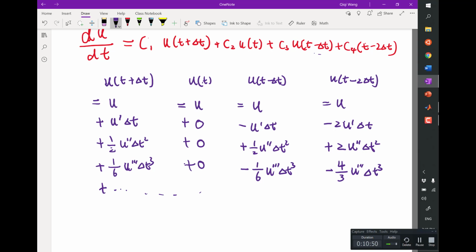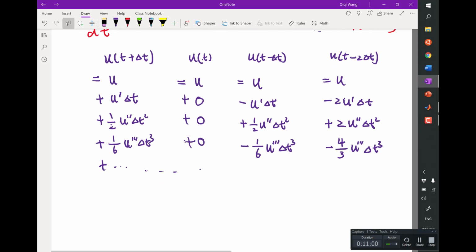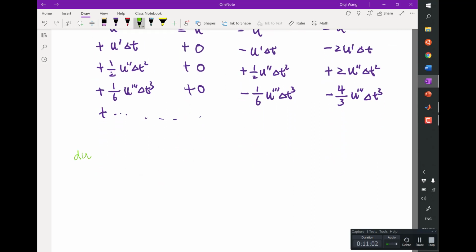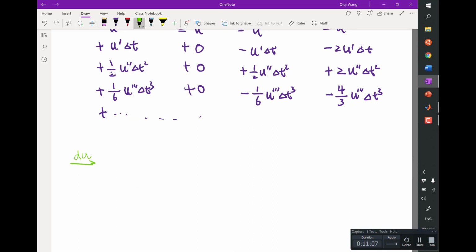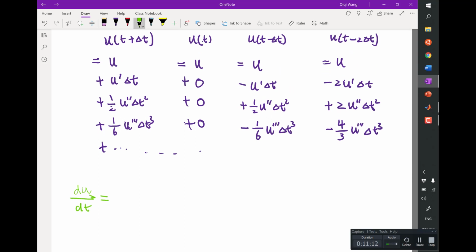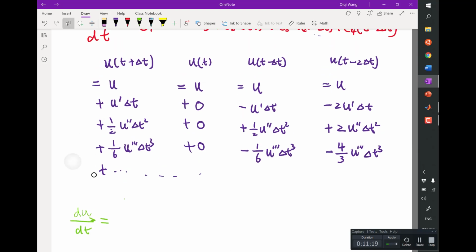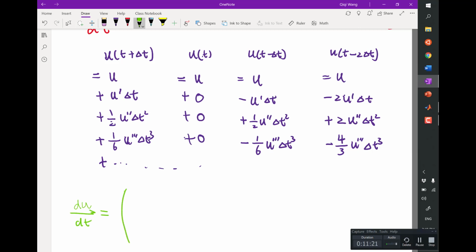Now, in order to figure out what C1, C2, C3, C4 is, we are going to be writing things in a matrix form. Okay, we are going to be saying I want du/dt is actually going to be equal to a combination of several things. I'm going to write down the entire thing as a matrix, right?